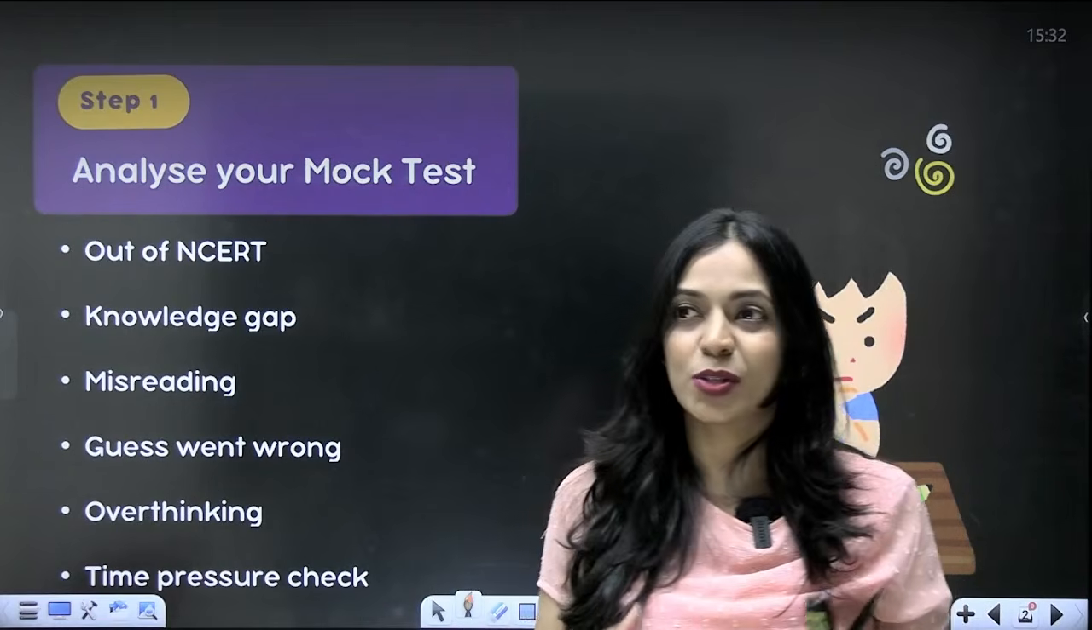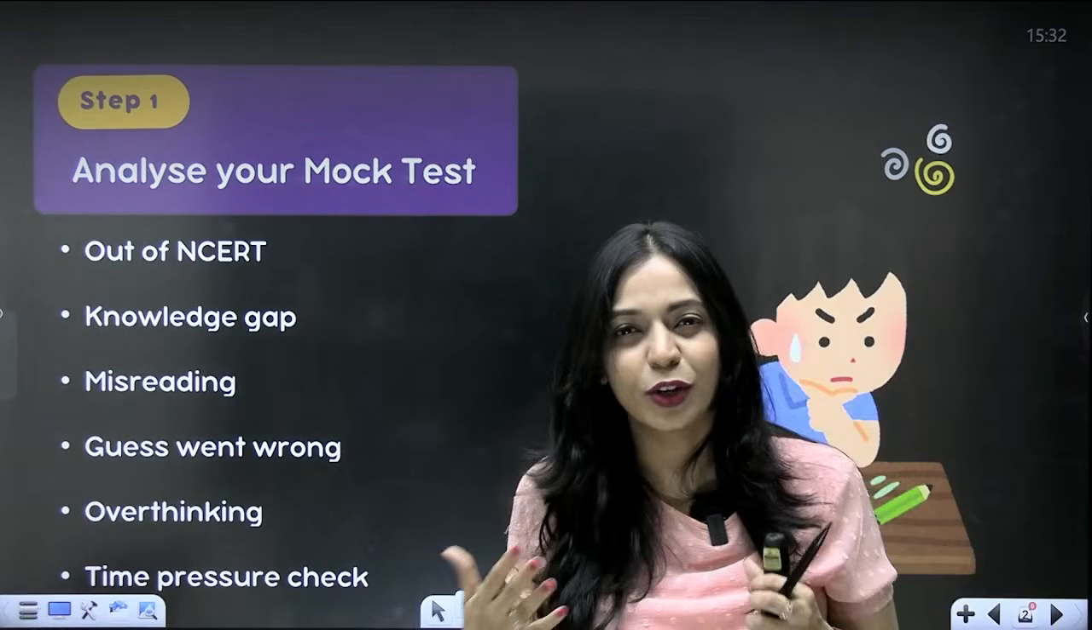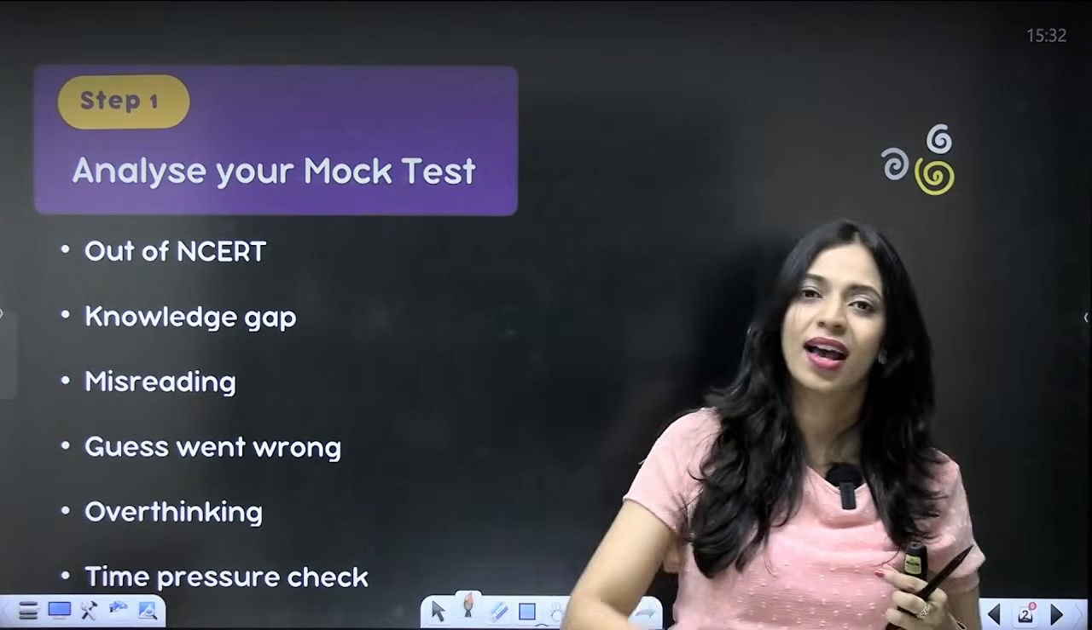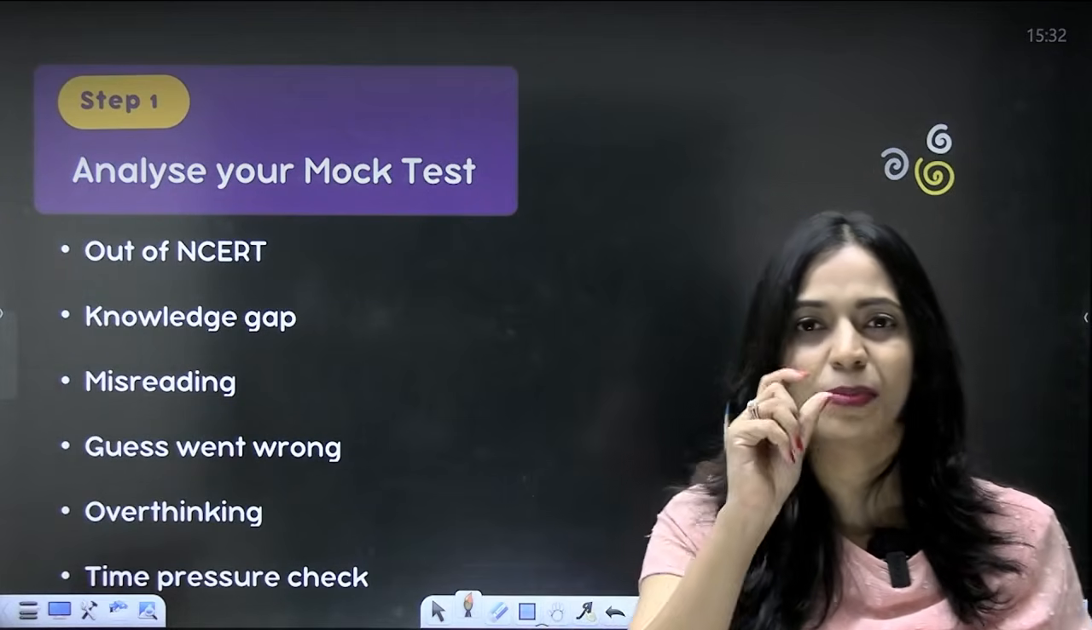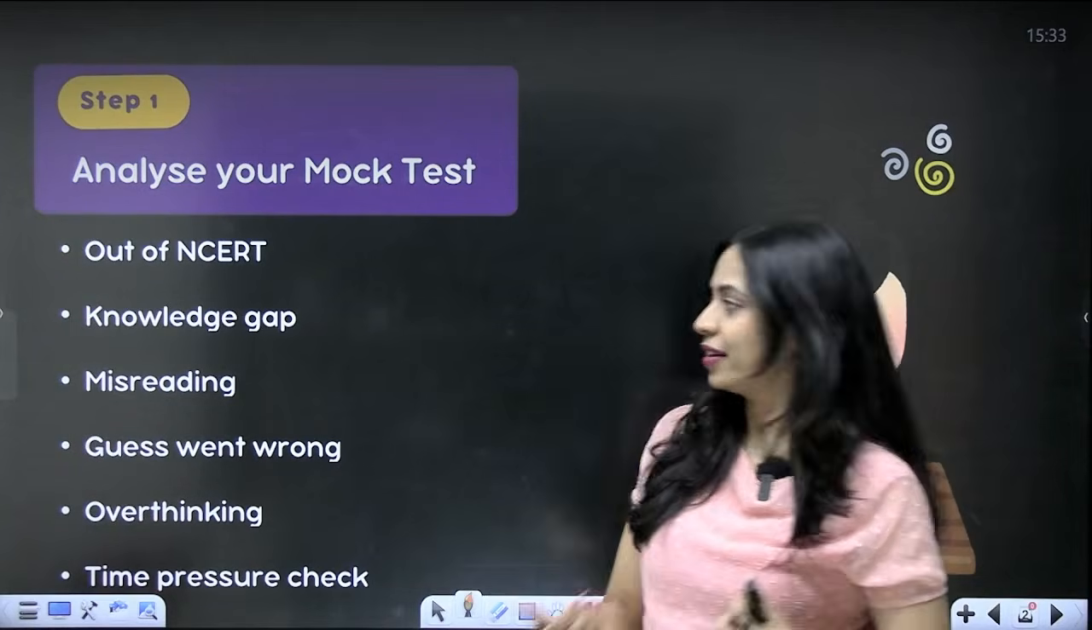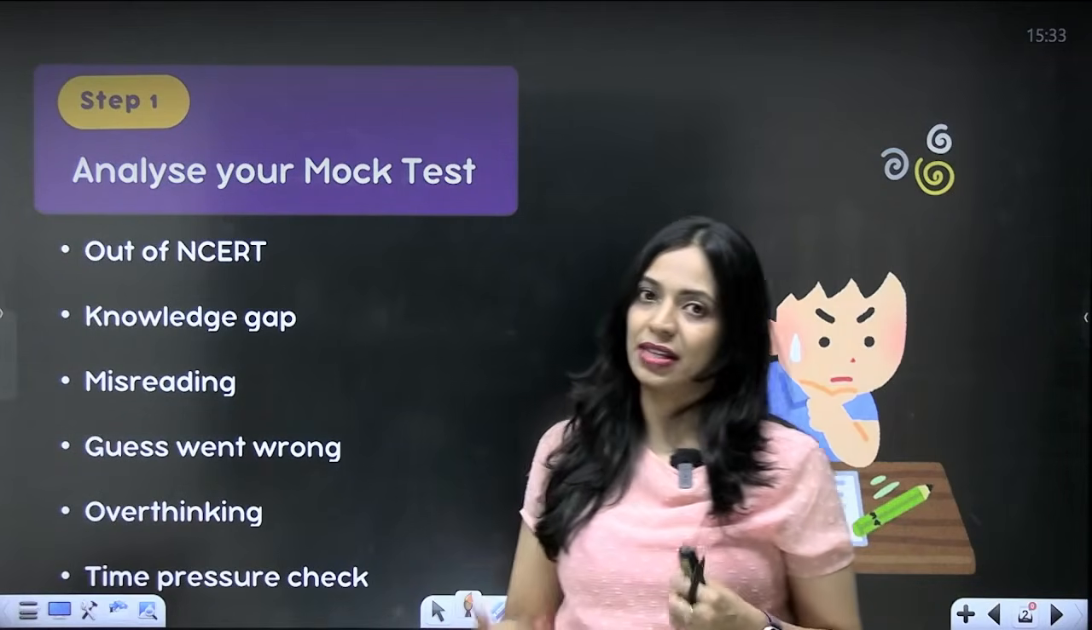This usually happens when there is a time crunch, like towards the end of the paper, when you have little time and a lot of questions, you tend to get anxious and read the questions very fast and you make mistakes while reading, because of which you can get questions answered incorrectly. So that's one of the reasons.